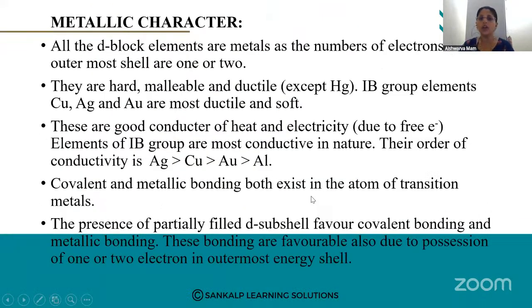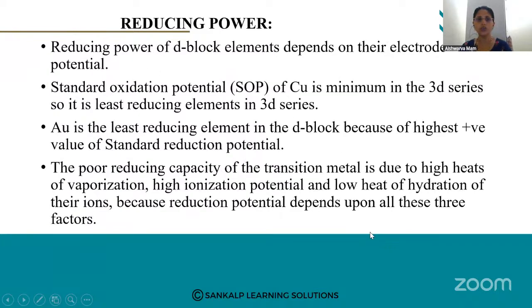All the d block elements are metals, hard, malleable, ductile, except mercury, which is liquid. We have seen why it is. They are good conductors of heat and electricity. Elements of group 1B are most conductive in nature. In the conductivity order, Ag, Cu, the best conductor is silver. Then you have copper. You have studied this in previous classes also. Covalent and metallic bonding both exist in an atom of transition metals. The presence of a partially filled d subshell favors covalent bonding and metallic bonding. So we have discussed all these points.